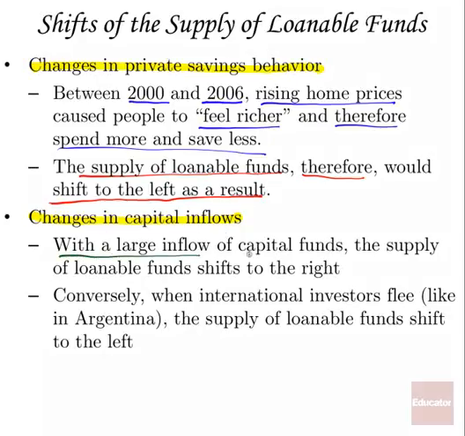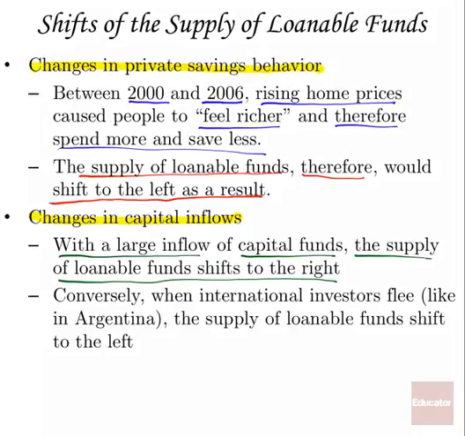So with a large inflow of capital funds, the supply of loanable funds is going to shift to the right. If a lot of people flock to the United States, then there's a capital inflow, and the supply will shift to the right here.